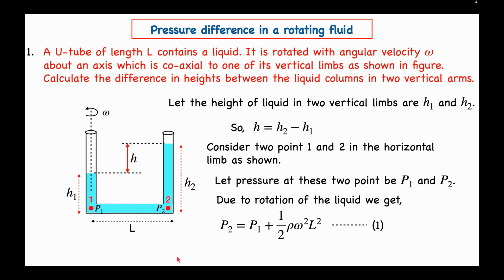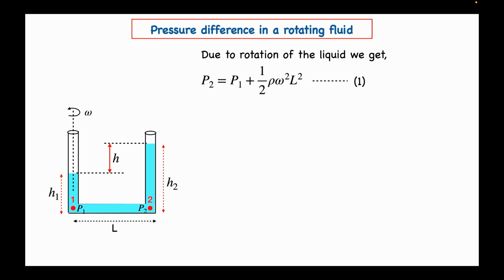Here, rho is the density of the liquid. We know that as we move away from the axis of rotation, the pressure increases due to rotation by an amount half rho omega square L square, where L is the distance from the axis of rotation. So, the pressure at P2 should be greater than pressure at P1, and we get P2 equal to P1 plus half rho omega square L square.